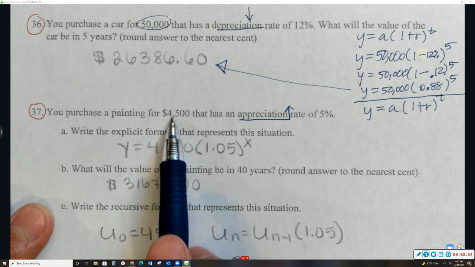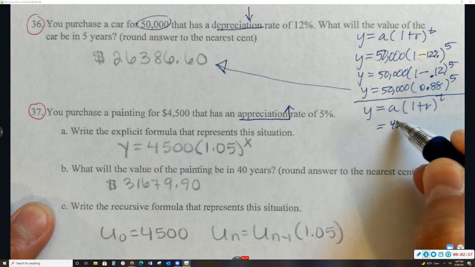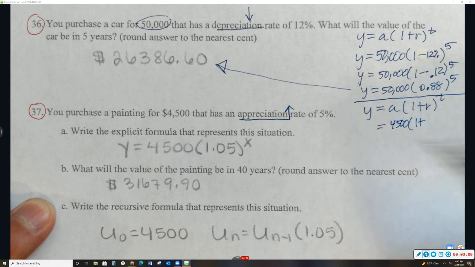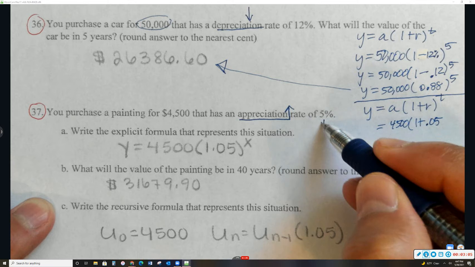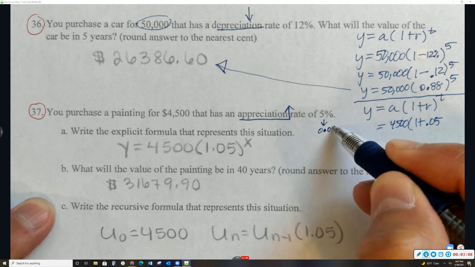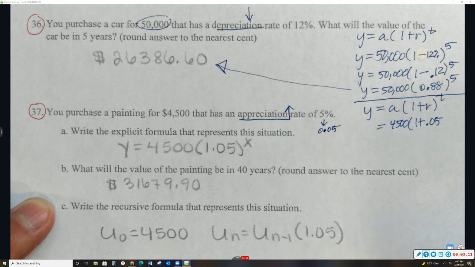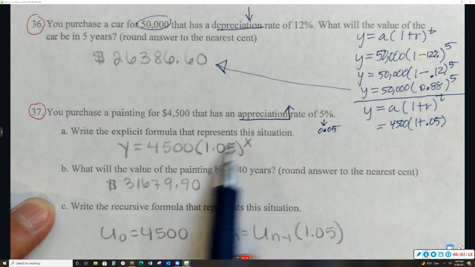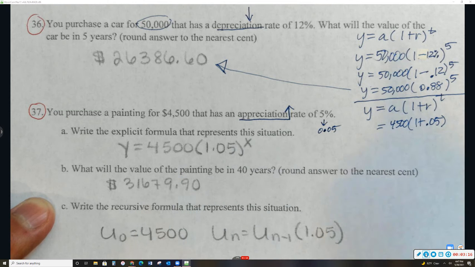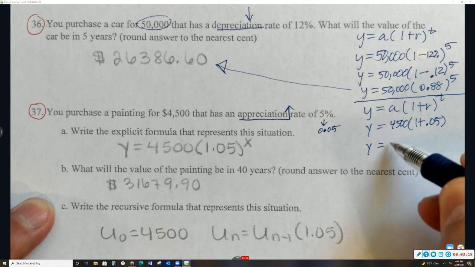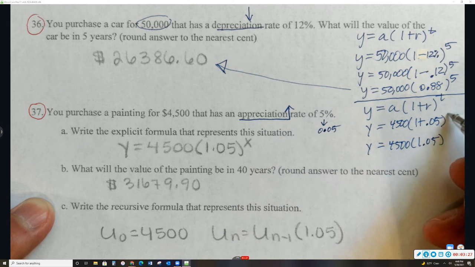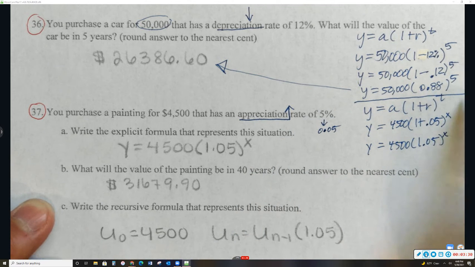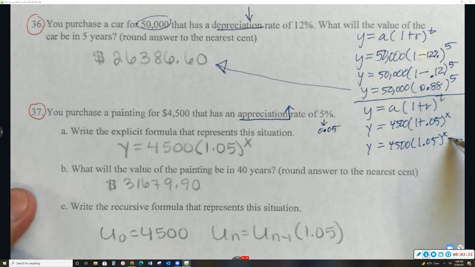So when we plug this into the formula, it looks like this: 4,500, and then it's going to be 1 plus 5%. But I'm not going to put in the 5%. I'm just going to change that to a decimal. Remember, to change it to a decimal, you just move the decimal place 2 places over, and so that's where this formula came from, because then you have 4,500 times 1.05. Oh, it looks like you're using X. You can use X or T. When I taught this to my kids, I would use T because T is time.